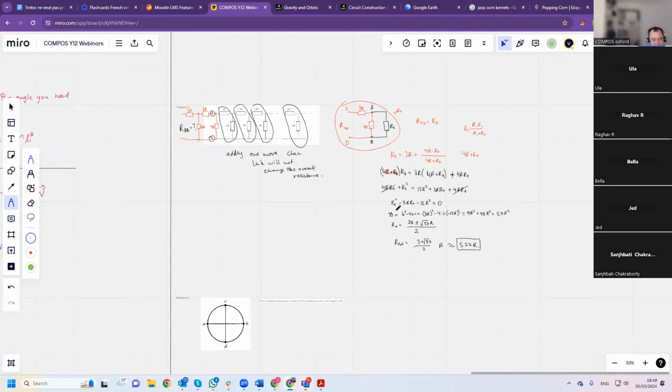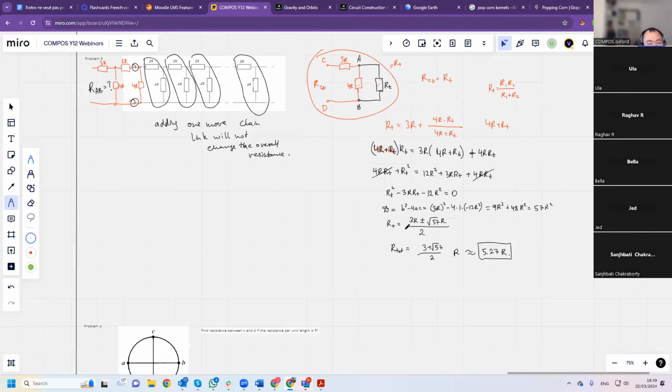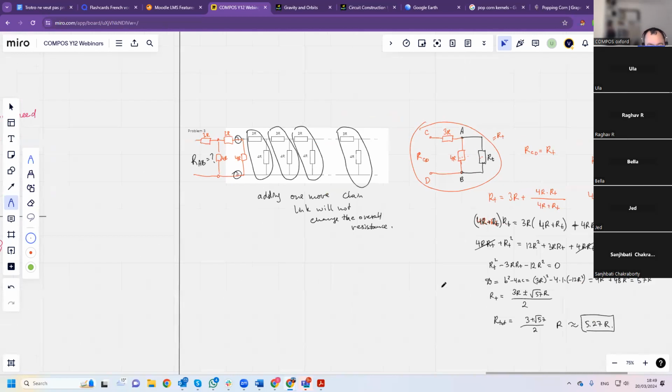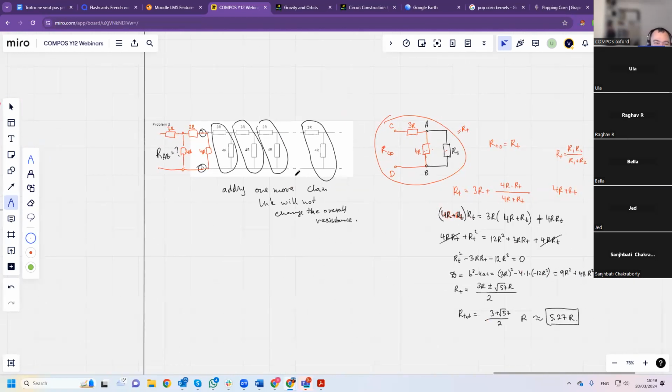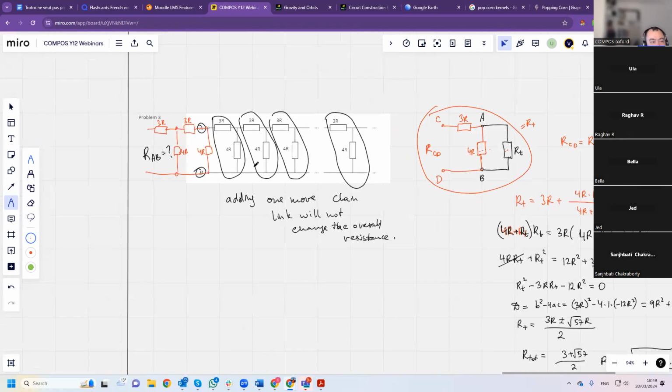In your assignment, you will have an easier question because you wouldn't have surds, but effectively it's the same thing. So you add another chain on the left, and yeah.